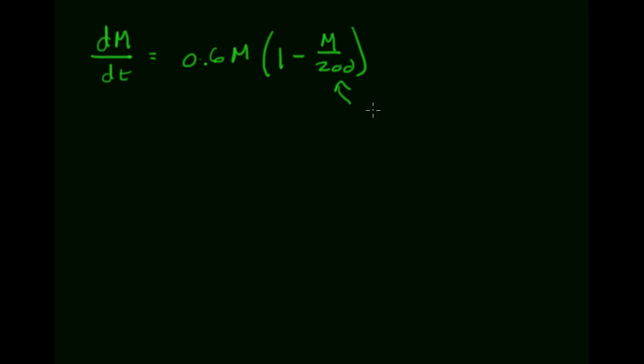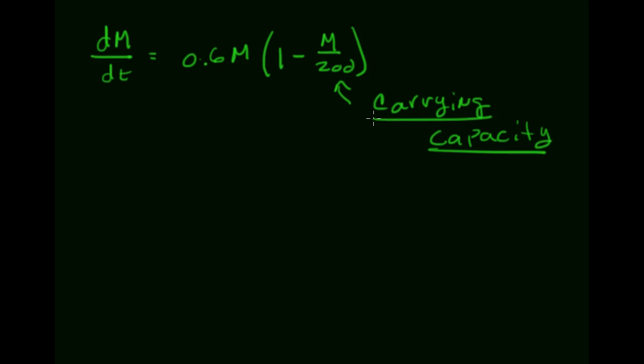All right, number 6 is a bit of a tricky problem. They give me this model: dM/dt is equal to 0.6 times M. So the 0.6 here is the k. M is actually the total size of the population in this model. So the 200 here is actually the carrying capacity. M is the size of the population currently. 200 is the carrying capacity.